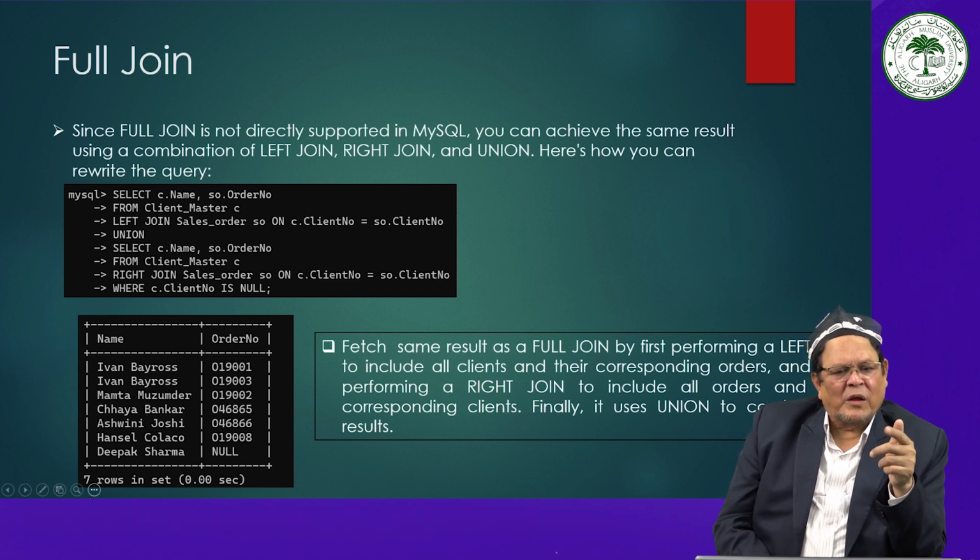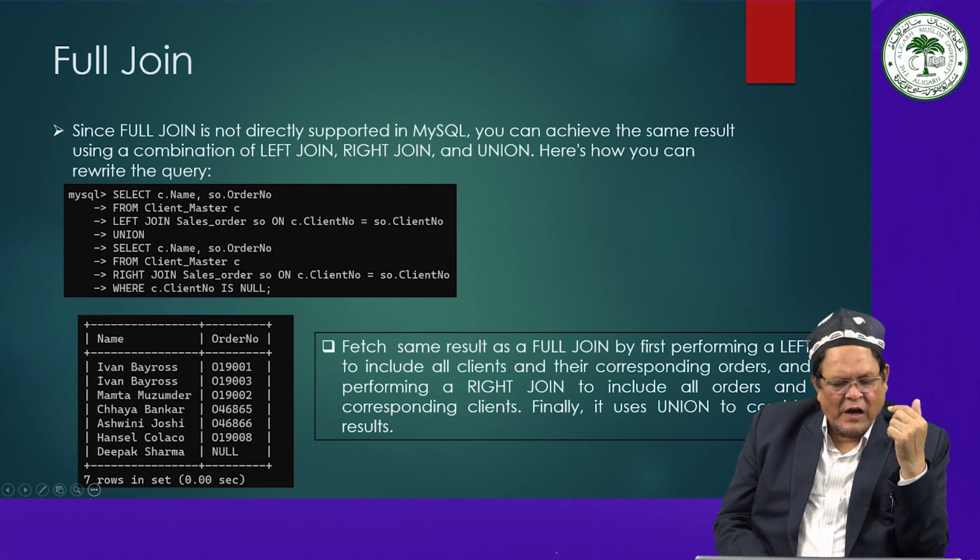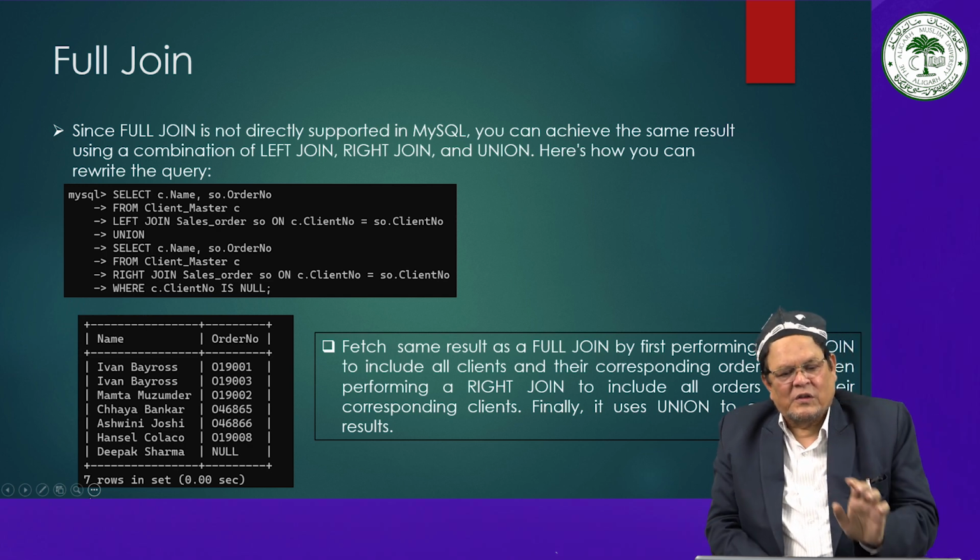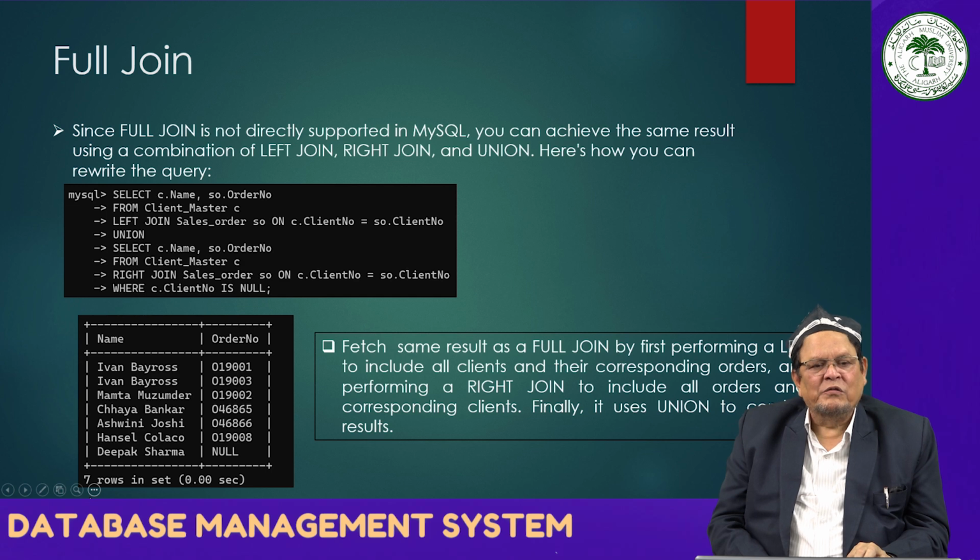109003, Mamta Majumdar, Chaya Bankar, 46006, Ashwani Joshi, 46866, and Hansel Kulako, and Deepak Sharma is null. Order number is not supplied. So in this way we are able to understand how full join works.